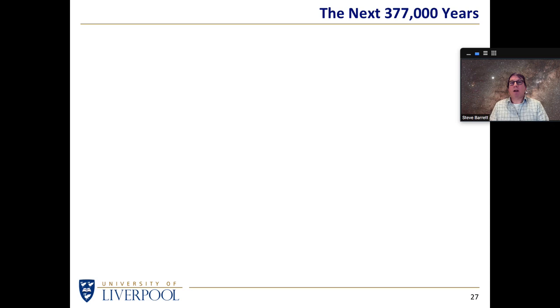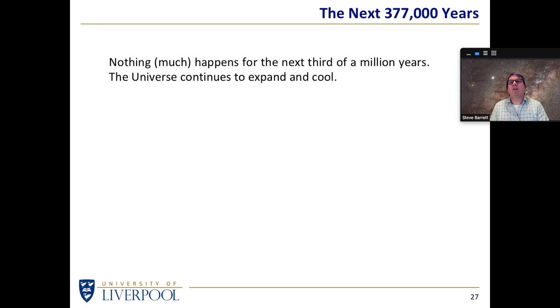Now we change a gear and we move forward 377,000 years. So we've gone from 3 minutes to 300,000 years. And that's because nothing really interesting happens for the next third of a million years. The numbers of protons and neutrons is effectively fixed at 3 minutes, and all that happens for the next third of a million years is the universe gets bigger and the universe gets colder. That's pretty much it.